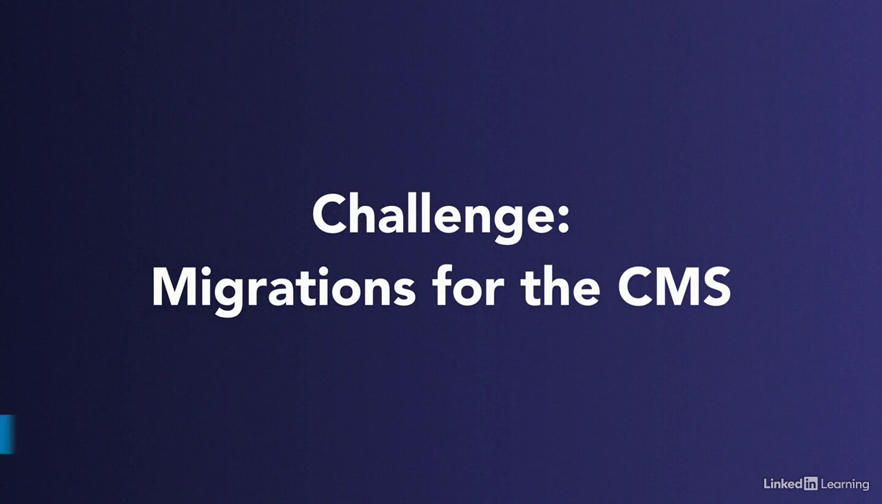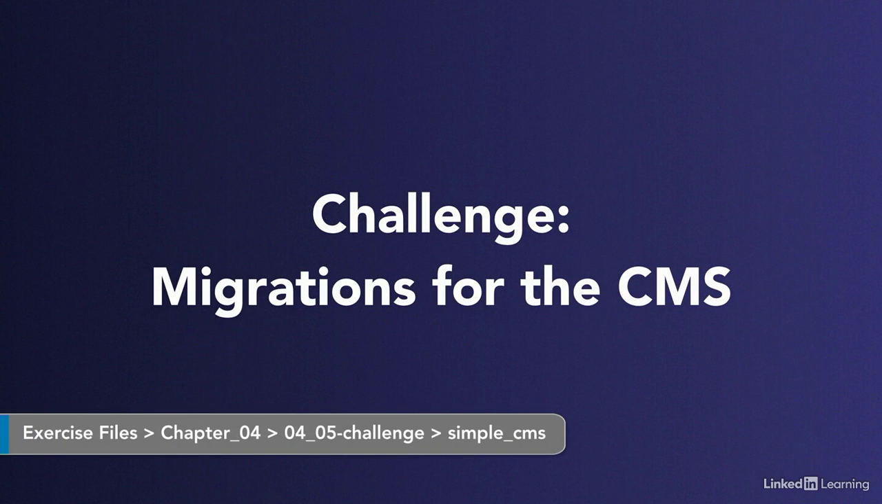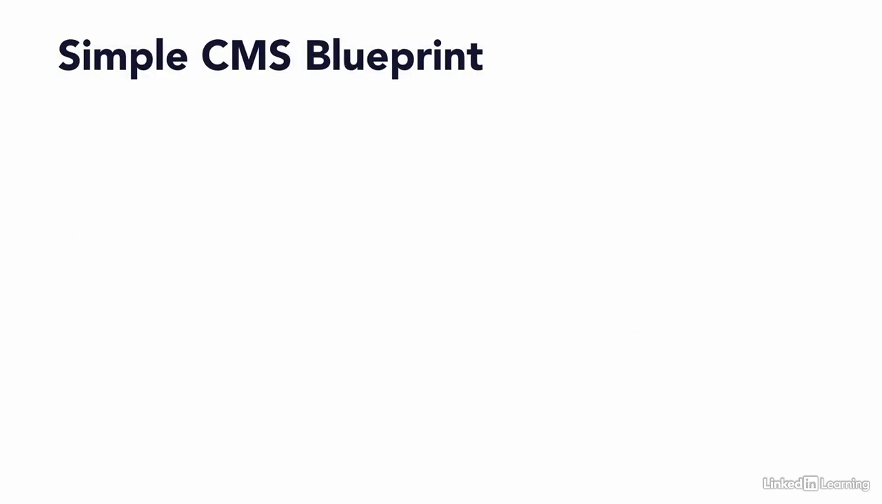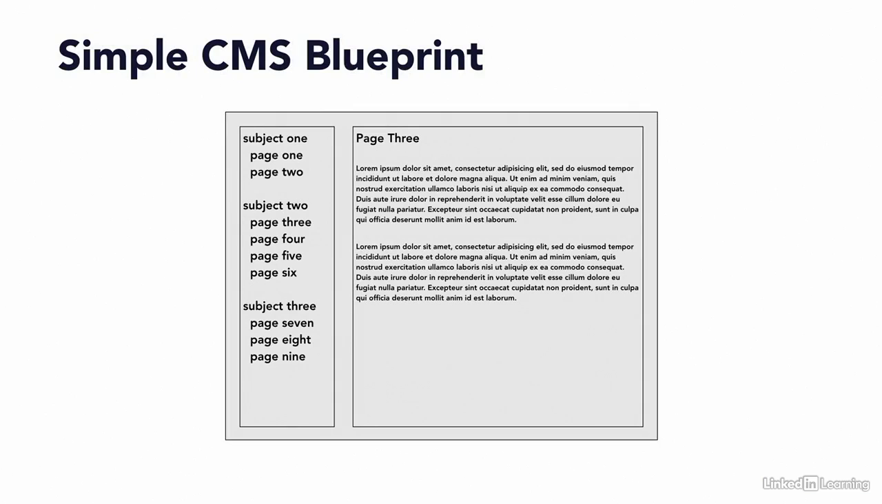It's time for a challenge assignment. And this time, your challenge is going to be to create the migrations we'll need for the content management system. First, let's get an overview of what the CMS is going to look like. The idea is that there'll be a navigation that shows us a number of subjects, and below each one of those subjects is going to be a set of pages. So for example, there might be a subject that's about the products, and below it would be a page for each product. And then on the right side, we would have an area that would display the actual content from the page itself.